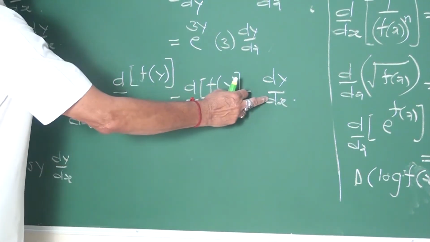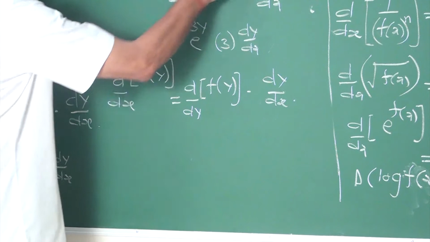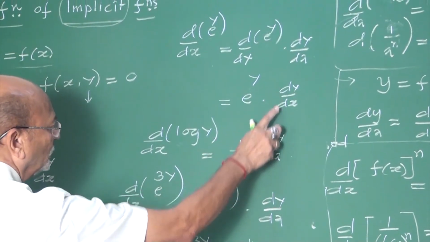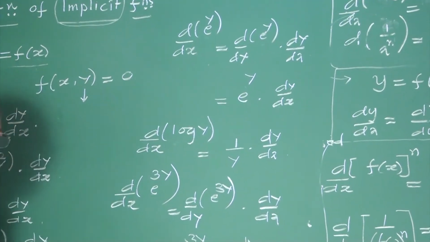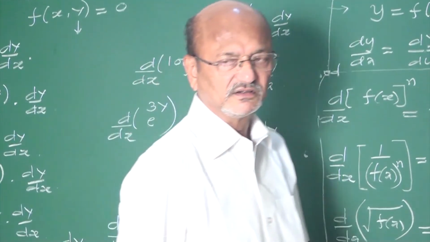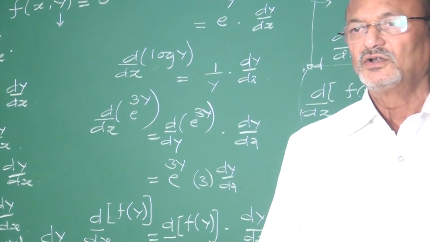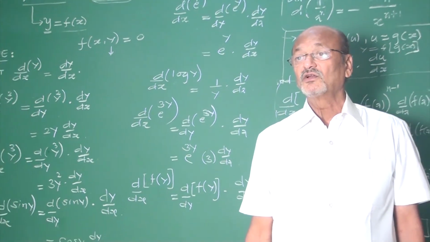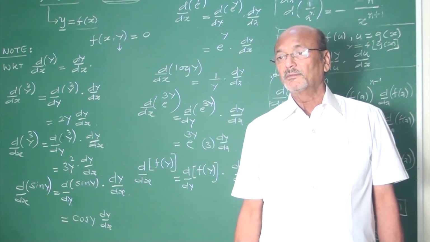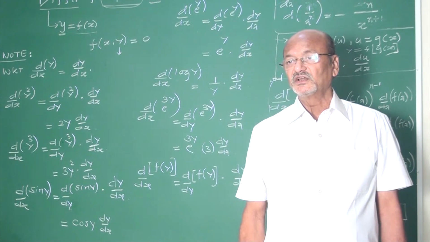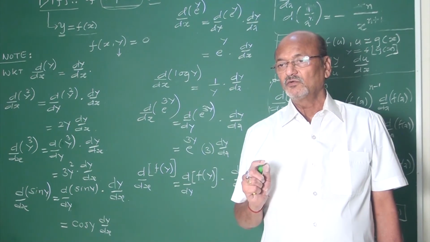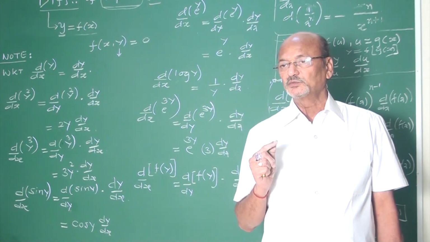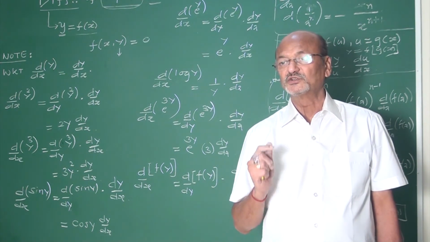The dy by dx is there in every case. This is the method to write the derivative of a function which is a function of y. Remember, in differentiating a function of y with respect to x, first we differentiate that function of y with respect to y, then y with respect to x.